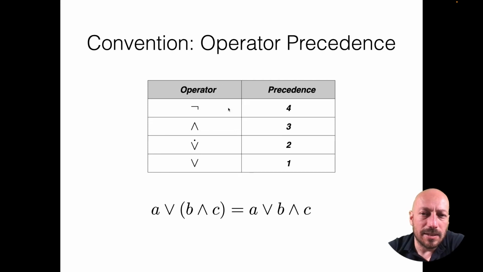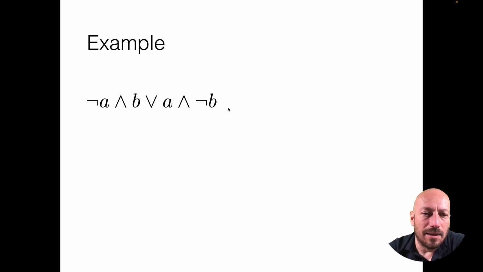Now, let's practice this operator precedence in a more complex example. In this expression, let's first of all read it out loud. This reads as not A and B or A and not B. And if you maybe say it again to yourself, you see this basically means either A or B, or in other words, this is an exclusive OR for A and B.